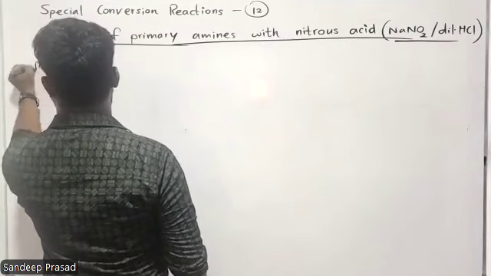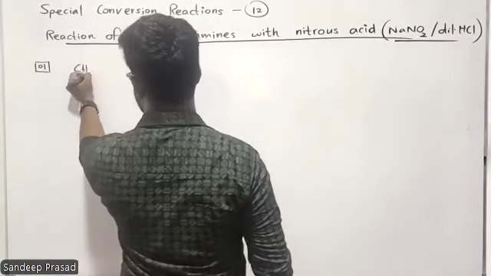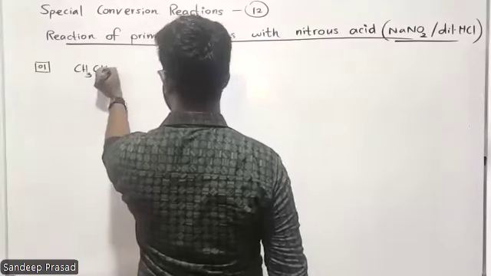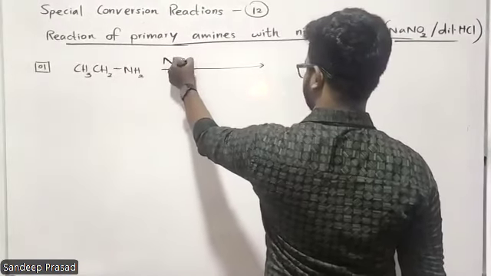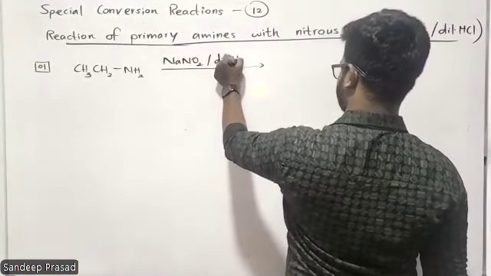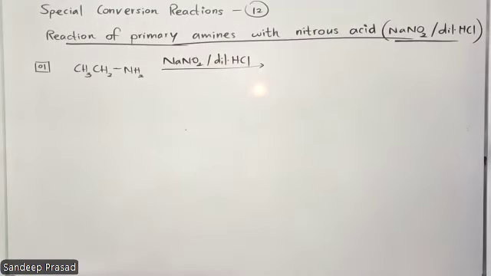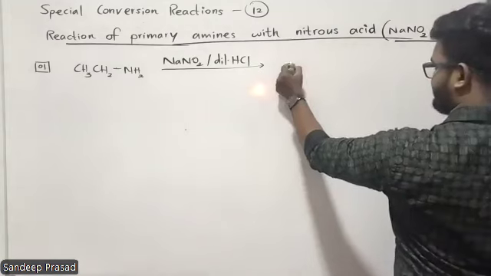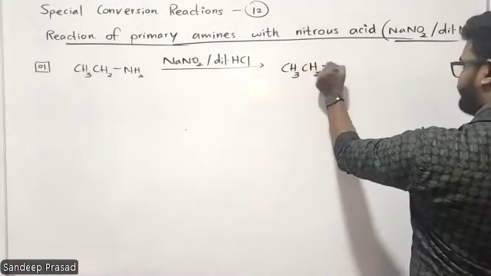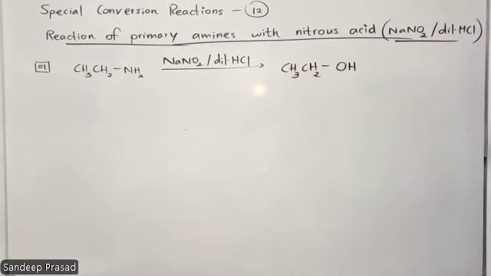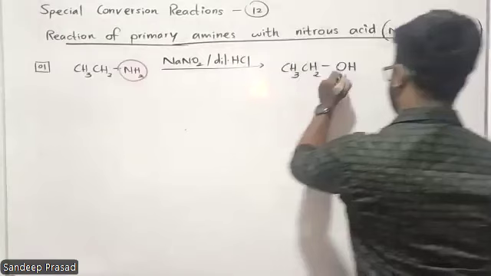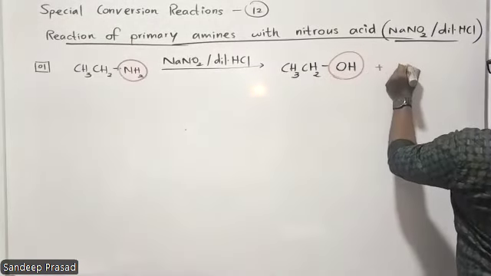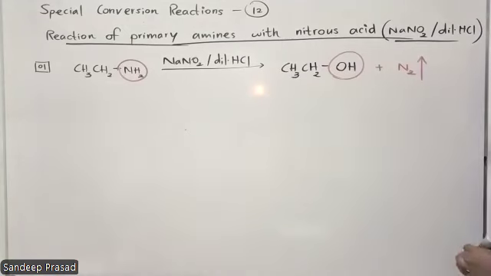Look at this one. We have a primary amine. This is ethylamine. We are adding sodium nitrite along with diluted HCl. What is the product? This is the reaction we can use to convert primary amines into alcohols. That means the NH2 group is converted into what? OH. NH2 group converted into OH. Remember, here we have a byproduct, nitrogen gas. N2 gas is the byproduct.